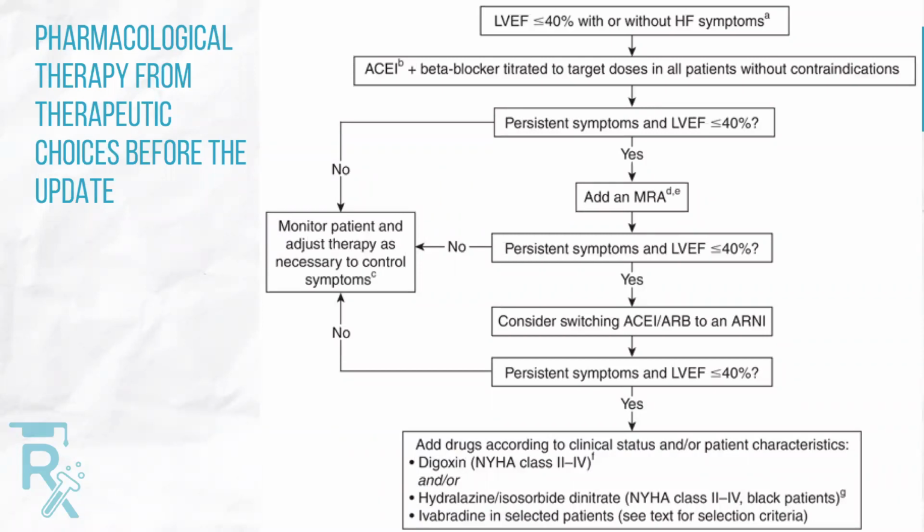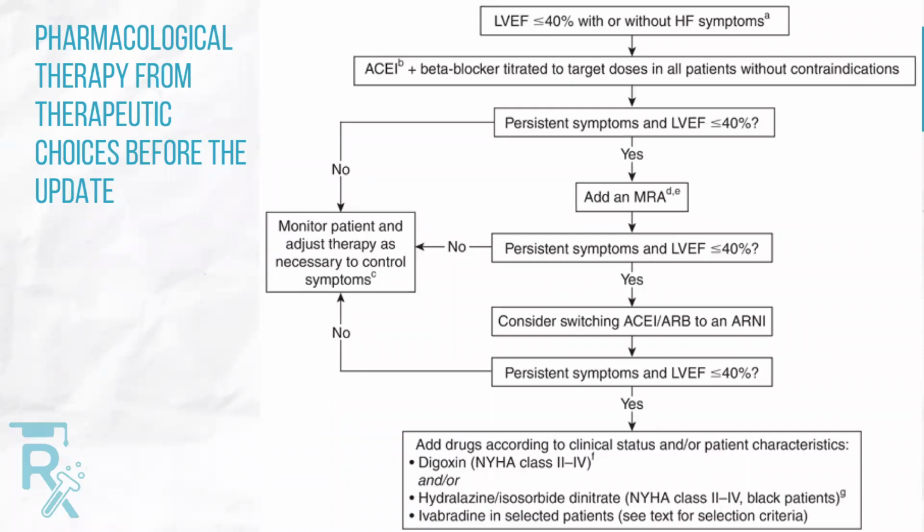If he responds well, okay, I will monitor and adjust the therapy based on that. No response, I will now switch from the ACE or ARB to the ARNI. If he is controlled, totally fine. Not controlled, now in that case, I need to add something else. Okay. We said about ivabradine, which helps in decreasing the heart rate, we can add it.